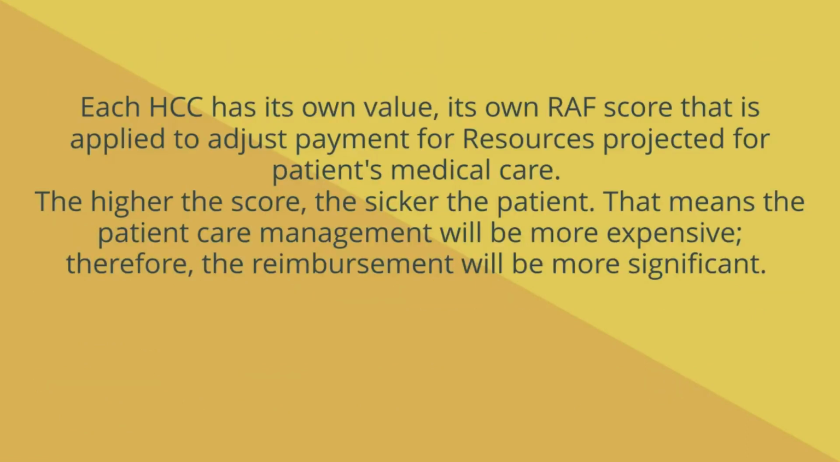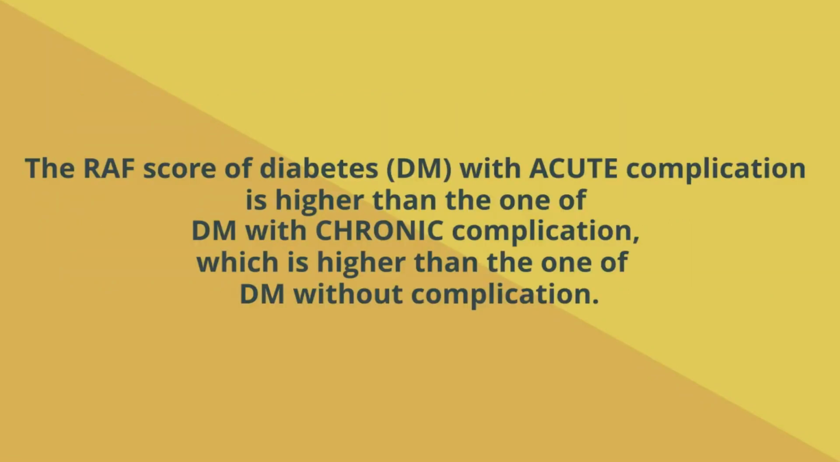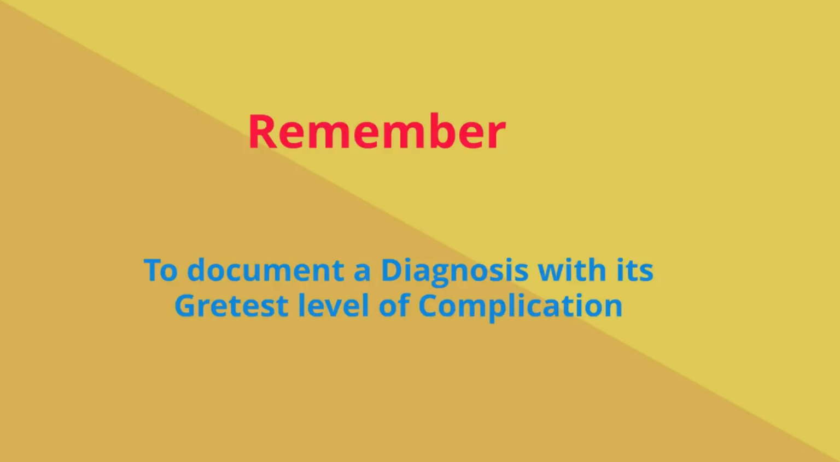Each HCC has its value, its risk adjustment factor score, applied to adjust payment for resources projected for patients' medical care. The higher the score, the sicker the patient. That means the patient care management will be more expensive, therefore, reimbursement will be more significant. For example, the RAF score of diabetes with acute complication is higher than the score of diabetes with chronic complication, which is higher than the score with diabetes without complication. It is very important to document a diagnosis with its greatest level of complication.